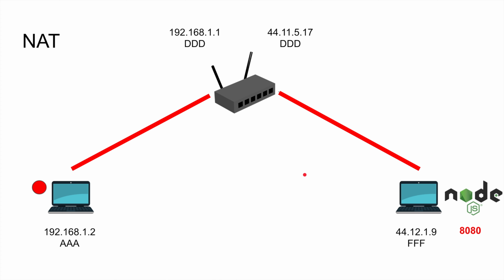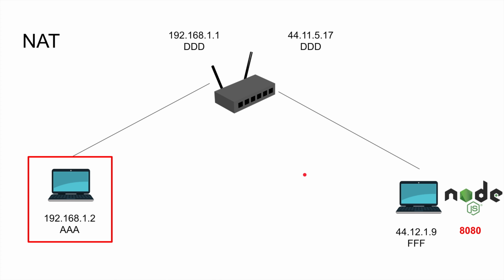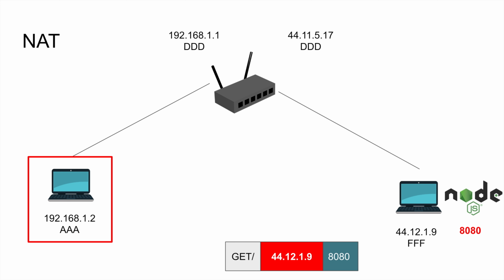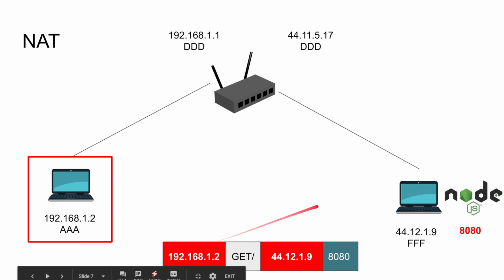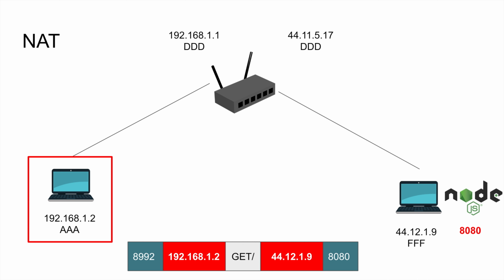So what do we do? Similar thing. Let's just do it, right? I'm gonna make a GET request. 44.12.1.9, right, that's the target. I'm going to go there, and I want to go to that port, 8080. So far, no problems. Okay, and I'm coming from me. Similar thing, right? I'm coming from 192.168.1 and 8992. This port could be different, but you get the idea. Okay, what do we do now, guys? Can we just send it?